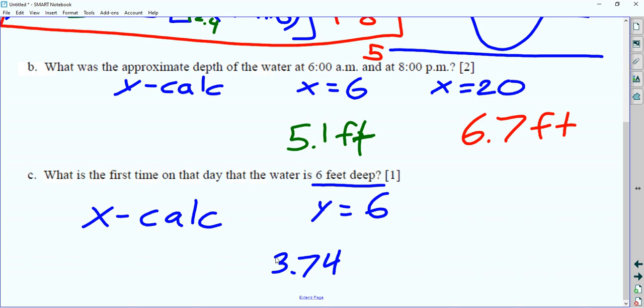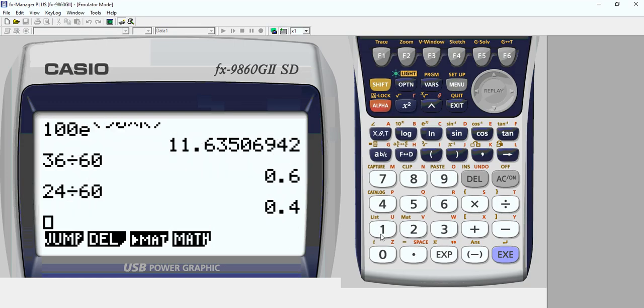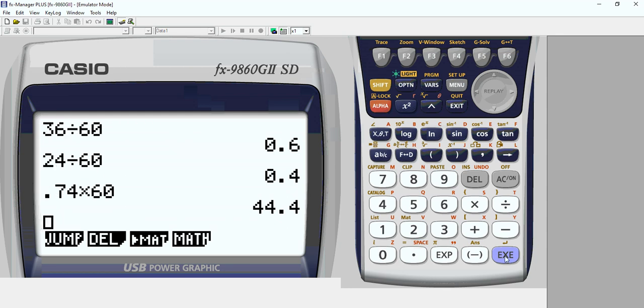That's supposed to be a time. 3.74 o'clock is not acceptable for a time. So we need to change that 0.74 back into minutes. We're going to go to that 0.74 and change it to minutes. So we're going to multiply it by 60, 60 minutes for 1 hour. So it's like 44, almost 45.